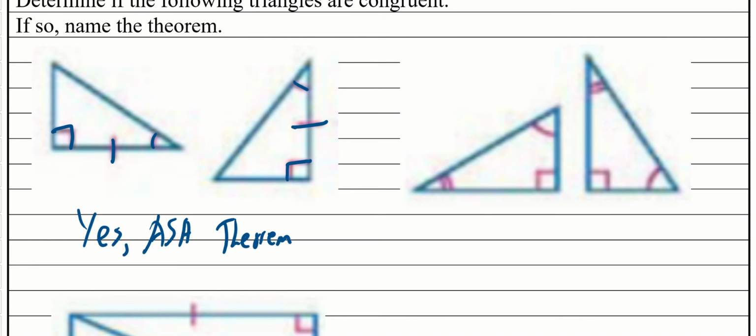Well, notice I don't have a hypotenuse or a leg, and in fact, I don't have any of the sides. I just have 3 pairs of angles. And unfortunately, even though this is a lot of information, 3 pairs of angles, or angle, angle, angle, is not one of the theorems that we've talked about. So I would say no, not enough information. Just because the angles of triangles are the same does not necessarily mean they're going to be congruent. The side lengths could be different. Okay, so that would be no.